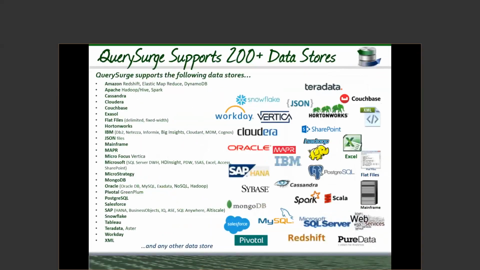QuerySurge can connect to over 200 different types of data stores. We come bundled with a bunch of drivers, but for any of the others, typically you can just deploy a JDBC driver onto a QuerySurge agent, and you're good to go. Today, we're going to be doing that and focusing on Snowflake as one of the systems we'll be testing.